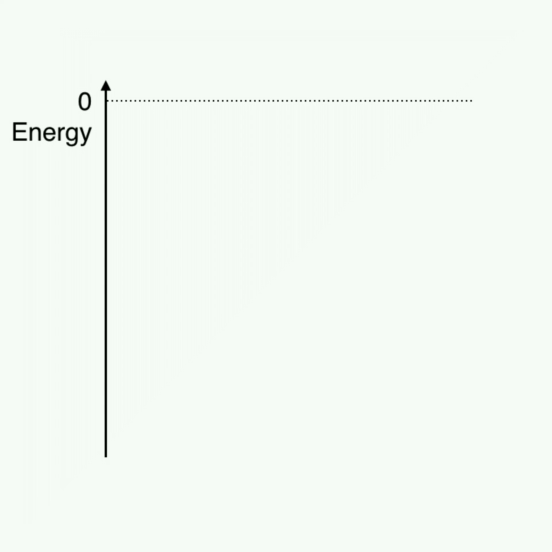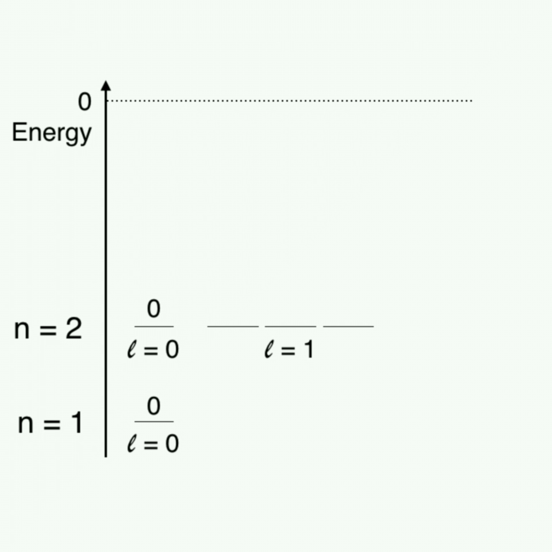Time to put it all together. Beginning with our lowest energy level, when n equals 1, we have one energy state, where L is equal to 0 and m is also equal to 0. Moving on to n equals 2, we once again have a state where both L and m are equal to 0. This time, we also have 3 states where L is equal to 1. In these 3 states, m has values of negative 1, 0, and positive 1.